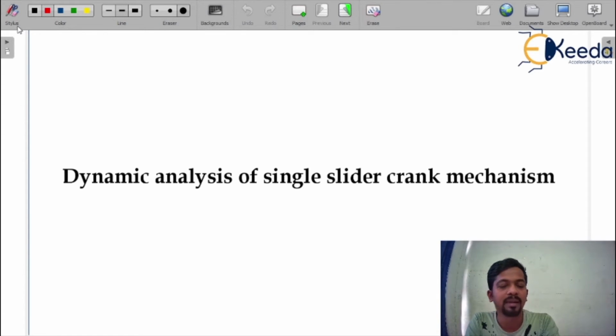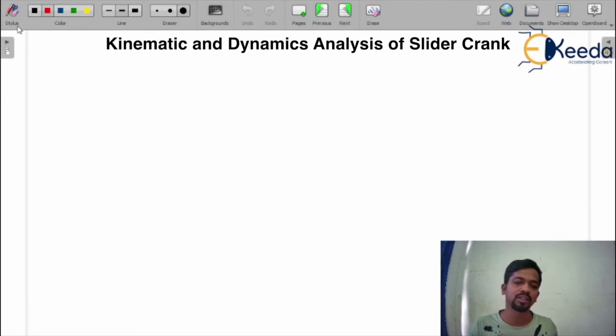Okay, so in the dynamic analysis we will consider the forces acting on the single slider crank mechanisms parts. So let me introduce. In the introduction part, we will see different types of terms that are going to be used in the dynamic analysis. Okay, so inertia of the connecting rod is not considered in this analysis. Okay, so let me draw the diagram.